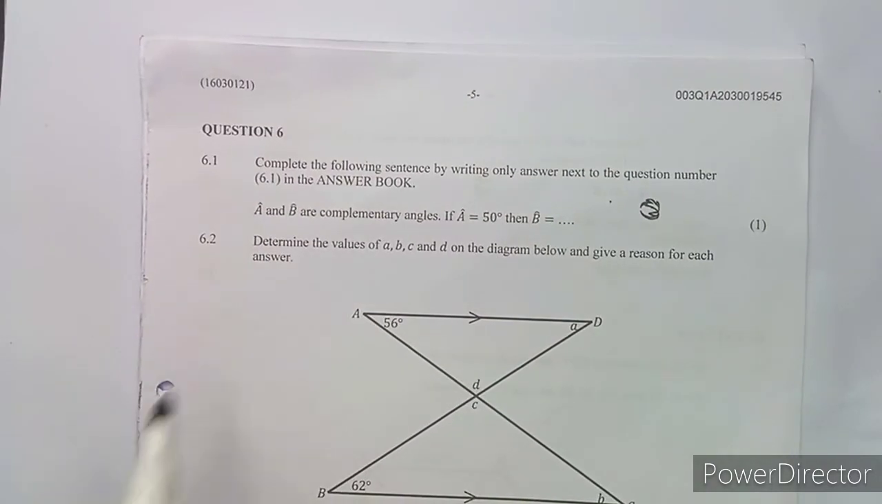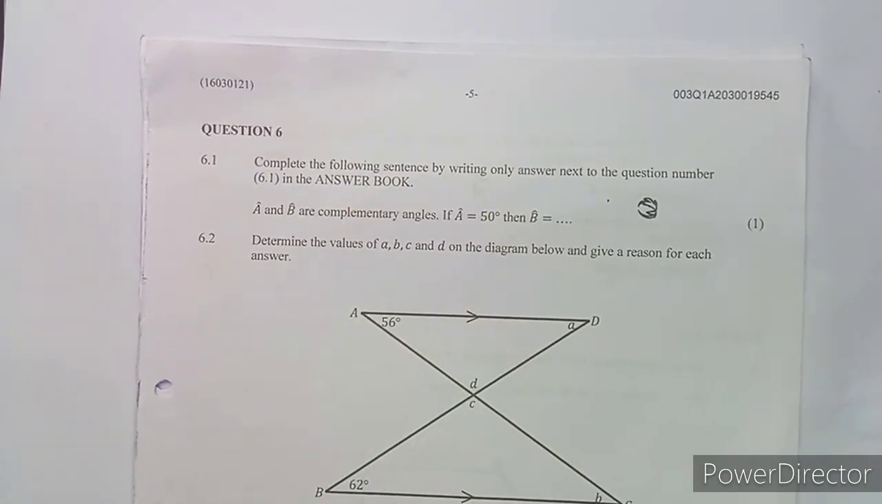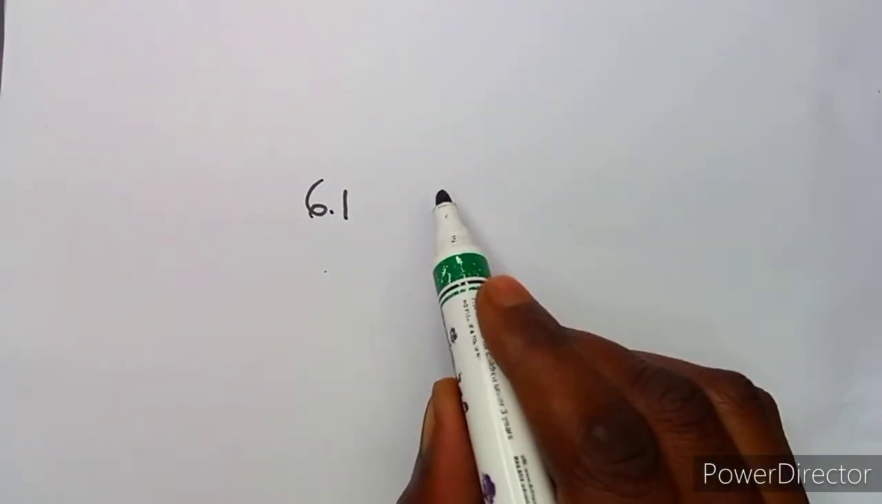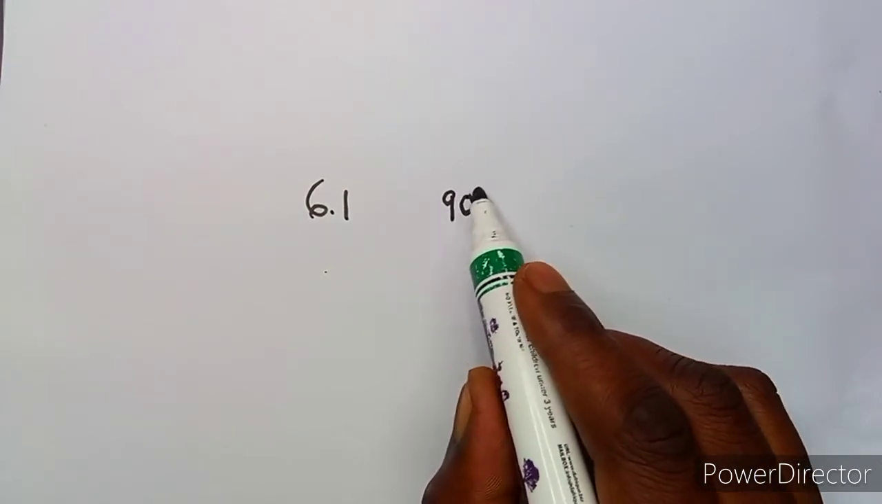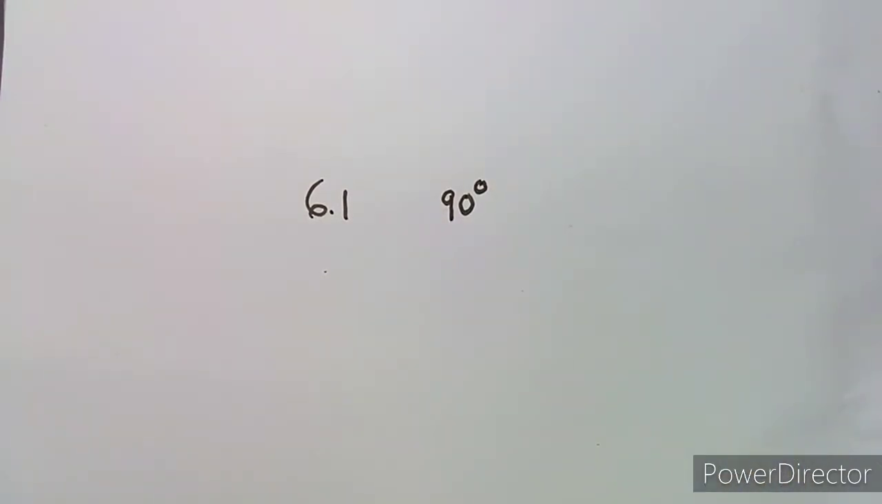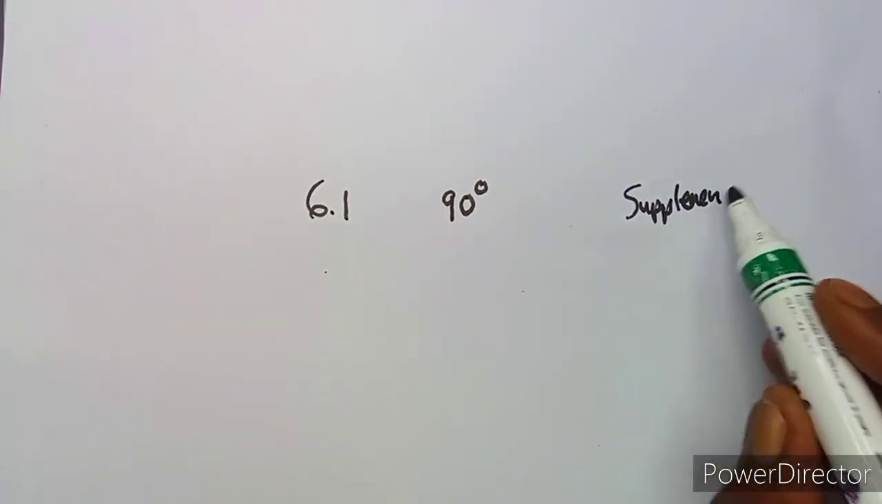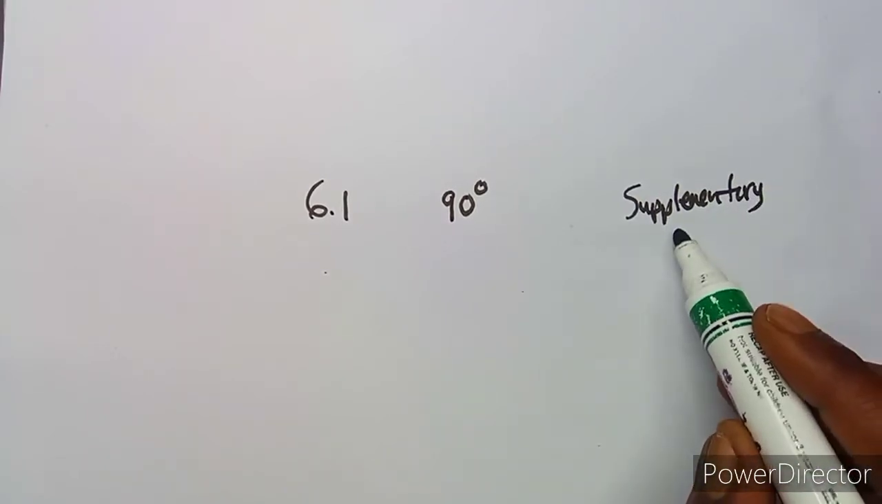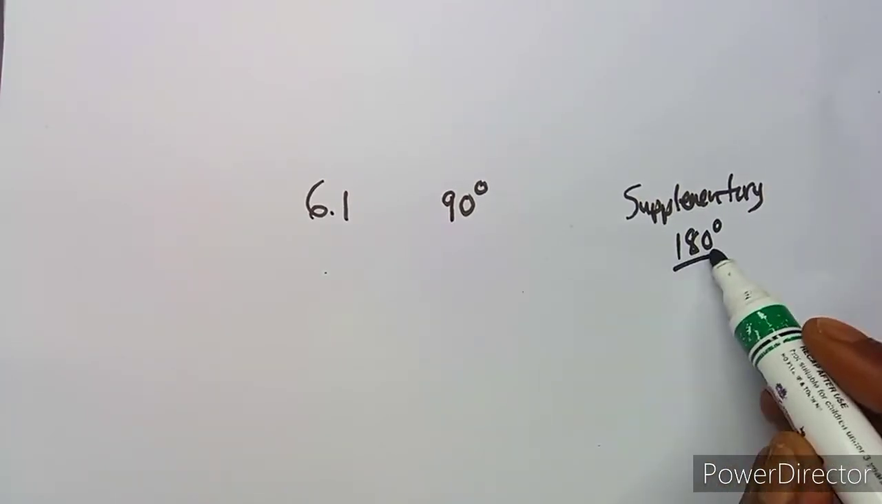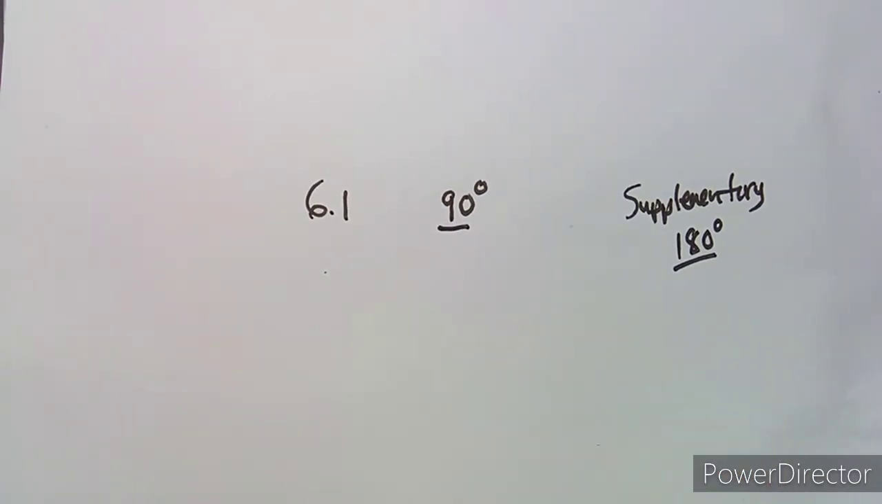Okay. Angle A and angle B are complementary angles. If A is equal to 50 degrees, then angle B is equal to what? Okay, so the first thing is to work on complementary angles. So what are complementary angles? We know that these are two angles which add up to 90 degrees. If they are supplementary angles, these are the ones now which are two angles which add up to 180 degrees, but complementary, they add up to 90.